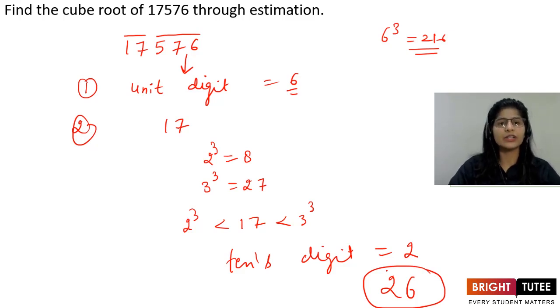It is 26. This is our answer. So this is the method of estimation, that without doing the prime factorization method, we can find out the cube root of the numbers. Clear? We have learnt finding cube root. First of all, we discussed what is cube root. Then we did the prime factorization method and did examples for finding cube root using prime factorization. And now we have discussed a short trick, I would say, to find cube root, that is finding cube root through estimation.